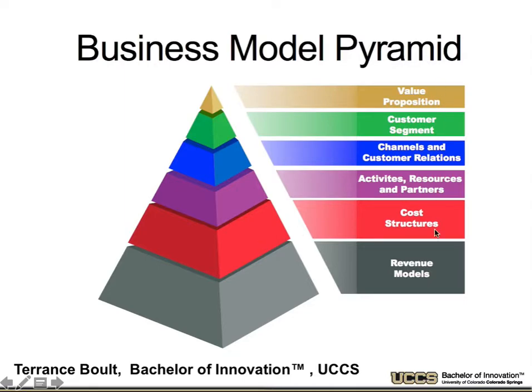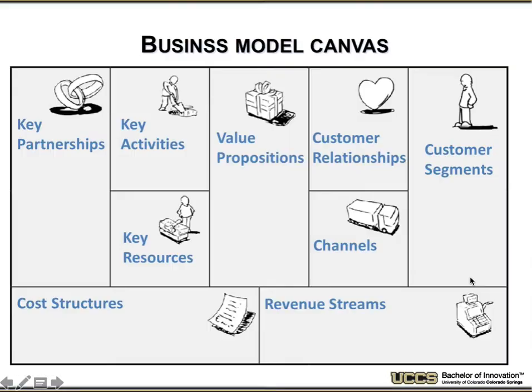Now, all these terms might sound familiar because the business model pyramid is a simplification with some advantages over the business model canvas, which has 9 segments. The value proposition, which was at the top of the pyramid, is here in the middle. The customer segments are over on the side. The value propositions and customer segments are connected through the channels. And on the left-hand side, we have our activities, resources, and partnerships. All of these at the bottom then have the cost structures and revenue streams.